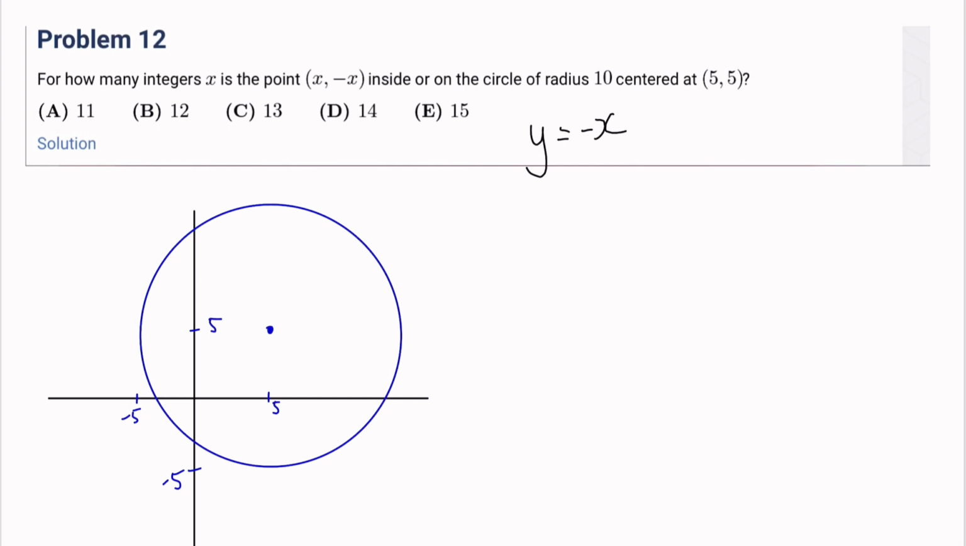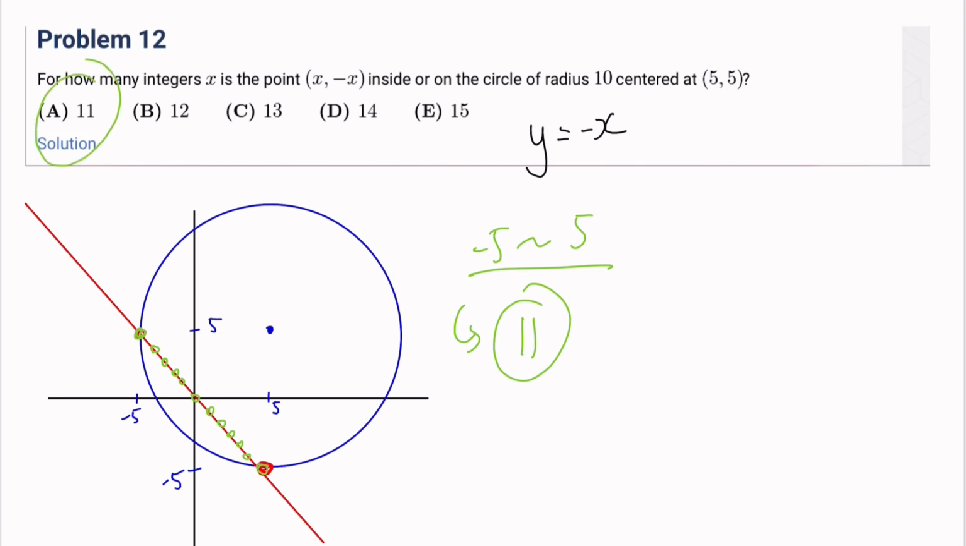And so for that to happen, we need this line, right? This line that goes through, and so here it would meet, and here it would meet. It's supposed to meet at 5, negative 5, because that's also a point on y equals negative x. Right, and so for how many integers x is the point x, negative x inside or on it? Okay, so we have all the x's from -5 up to 5, and all the integers in between. And so we have everything from -5 to 5. These are 11 integers, so the answer is A, right?